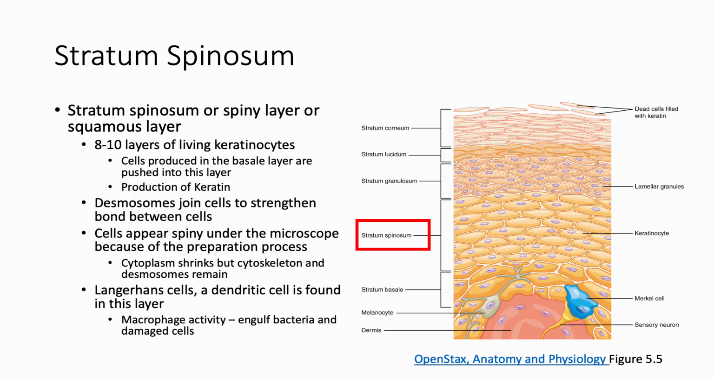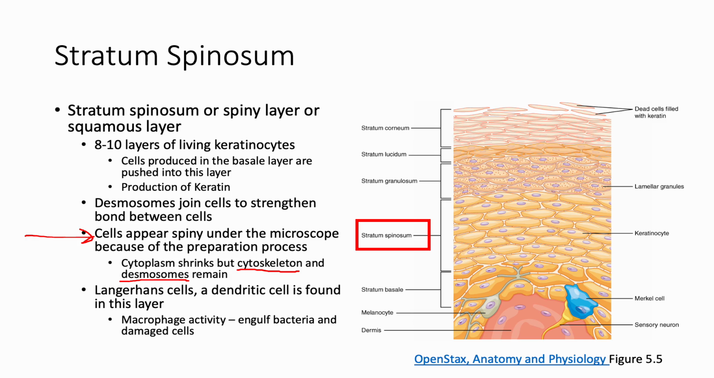All right, moving up from stratum basale, then we move up to stratum spinosum. And this is called the spiny layer. Why is it called the spiny layer? It's because when tissues are prepared and stained and then viewed, the cytoplasm in the cell shrinks, right. But the cytoskeleton that's there and the connections between these cells, and we learned about these a couple weeks ago, called desmosomes, that's what's holding those cells together, they stay. So it sort of makes it look spiky or spiny in appearance under the microscope.